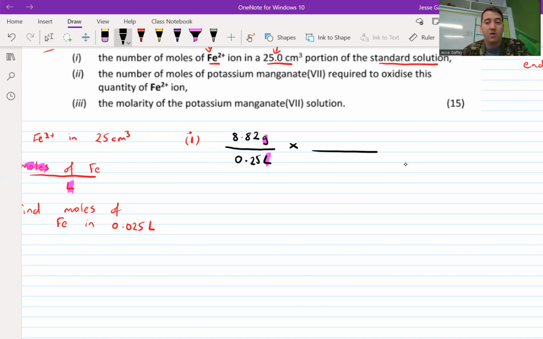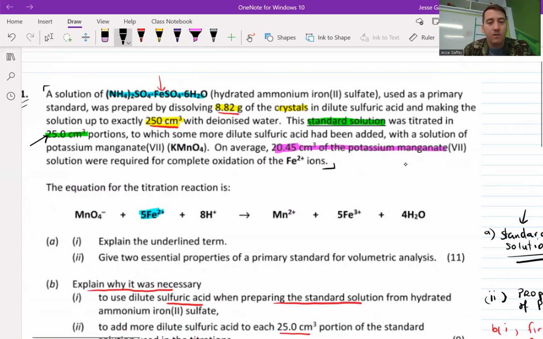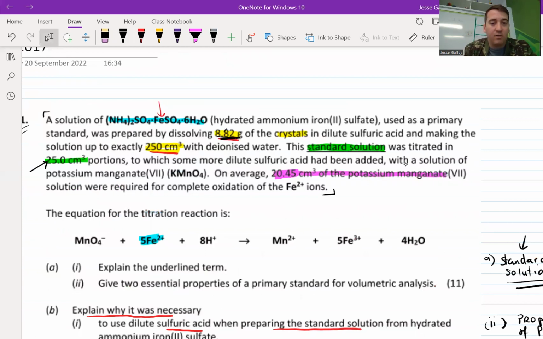So pause the video and you do the next bit for me. Okay, so what we should have here is grams on the bottom and moles on the top. Grams and moles. Now, of course, the substance is 8.82 grams of this stuff. That's the crazy formula we've got to use here to find the molar mass. So the next thing you've got to do is work out the molar mass of this crazy thing here.